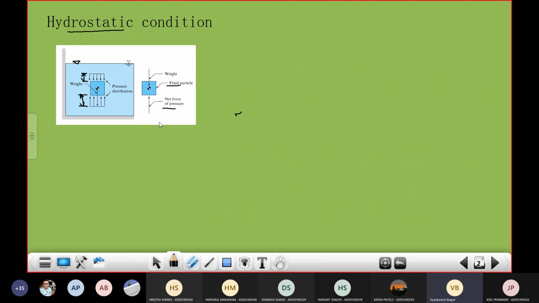Now under equilibrium condition, this fluid element or fluid particle will remain at the position where it is right now when these two forces balance each other. When the weight of the fluid element or fluid particle is balanced by the net pressure force acting in the vertically upward direction, when these two forces are balanced, the fluid particle is in the position where it is right now. Is that clear?